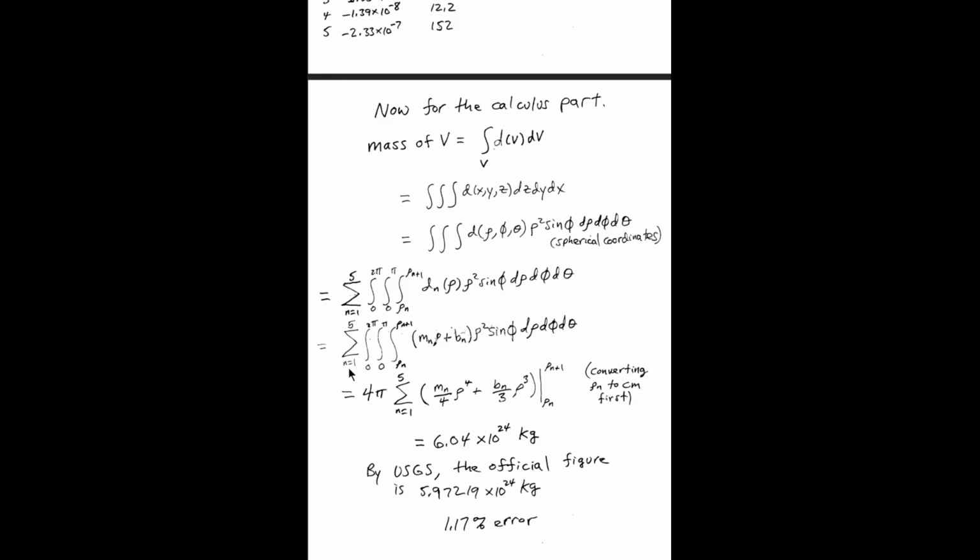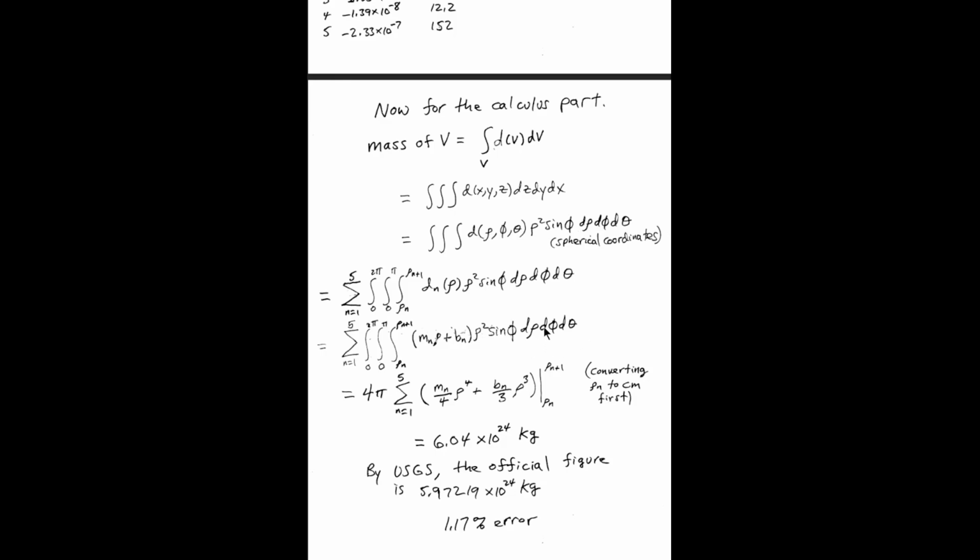So we have the sum as n goes from 1 to 5, of the integral from 0 to 2 pi, the integral of 0 to pi, of the integral of rho sub n to rho sub n plus 1 of our density function, which we recall as m sub n rho plus b sub n. That's our density function. Then our Jacobian, rho squared sine phi, and then d rho, d phi, d theta.